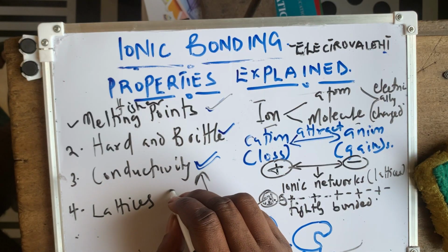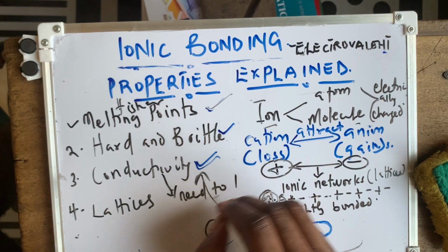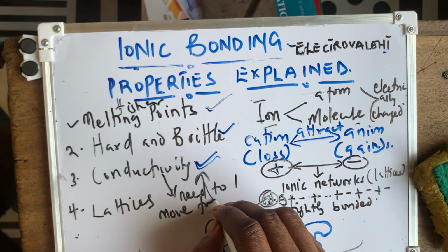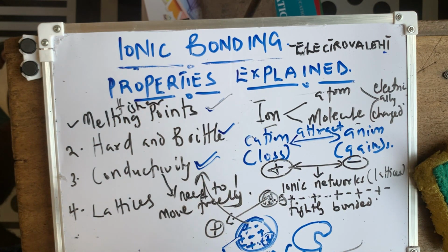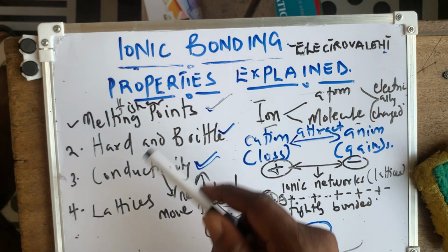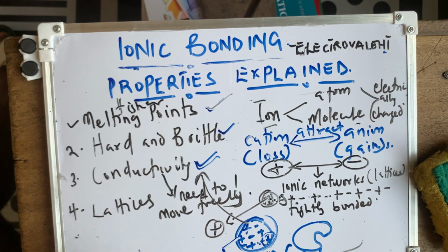So in the molten state, they need to move freely. That's what happens. All right, so these are the properties of ionic compounds. One, they have high melting points. They are hard and brittle. They conduct electricity in the molten state, and they have high lattice strength.